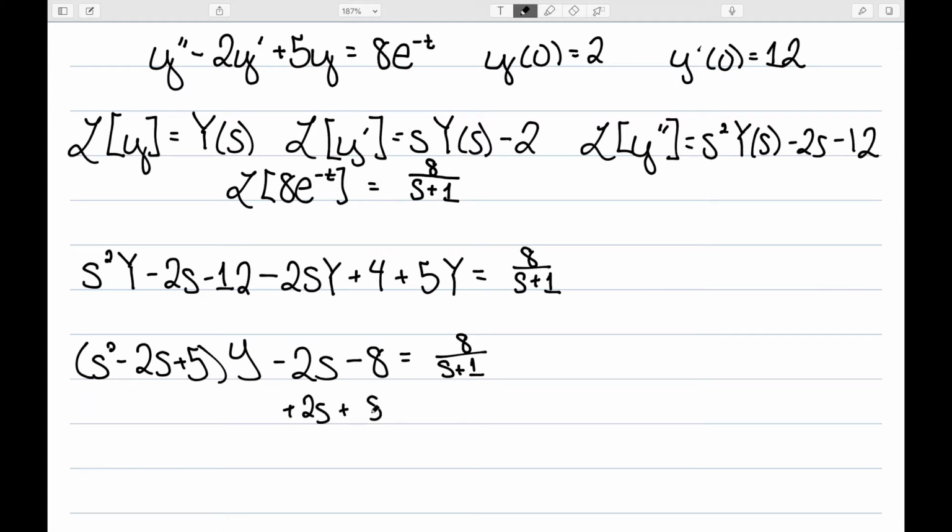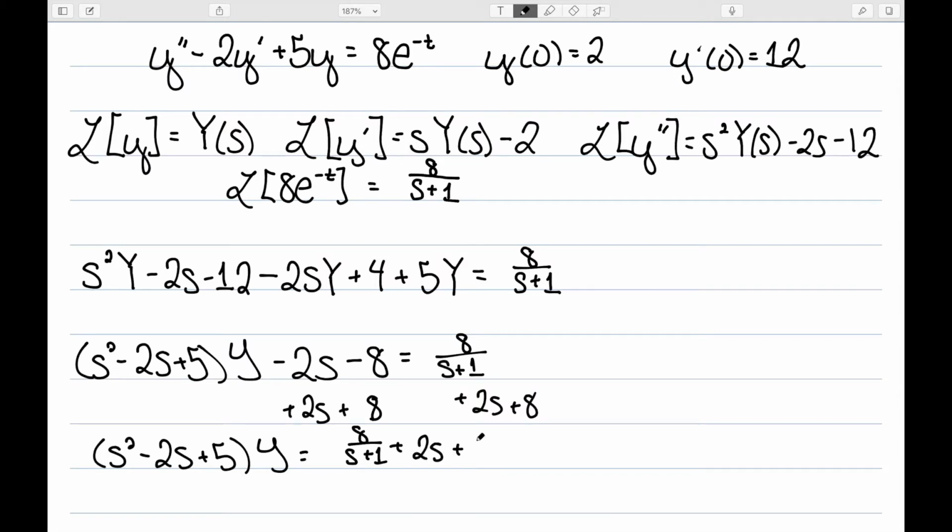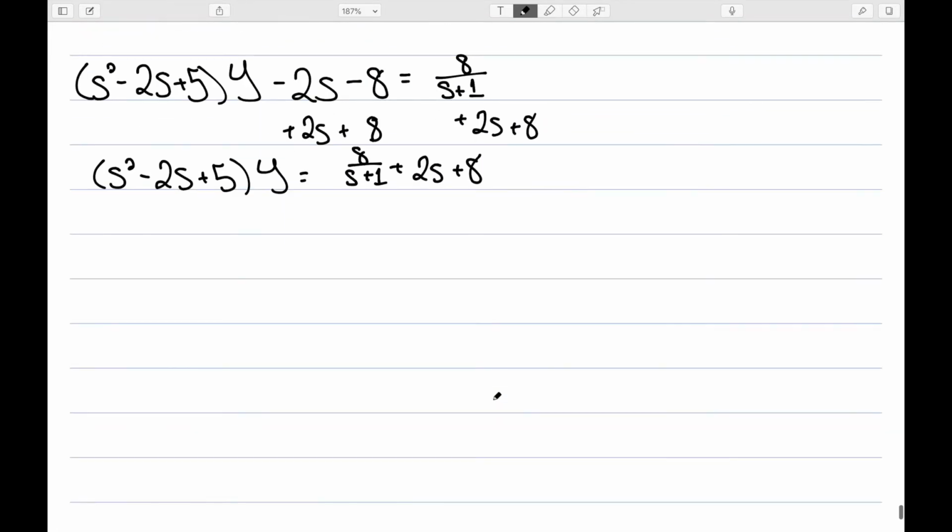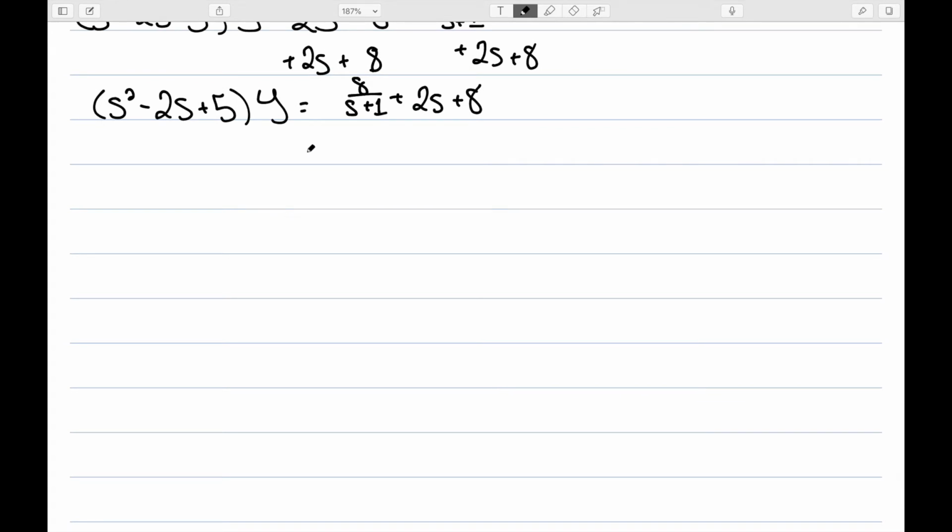I'm going to go ahead and add 2s and 8 to both sides. That gives me s squared minus 2s plus 5 times capital Y is equal to 8 over s plus 1 plus 2s plus 8. And we're actually going to want to write this right-hand side as a single fraction. So this is 8 over s plus 1. I need a common denominator of s plus 1. So the top will be 2s plus 8 times s plus 1.